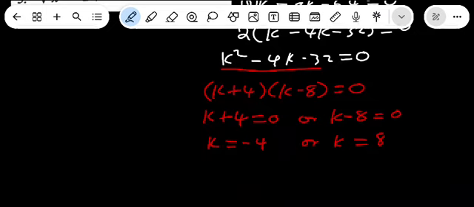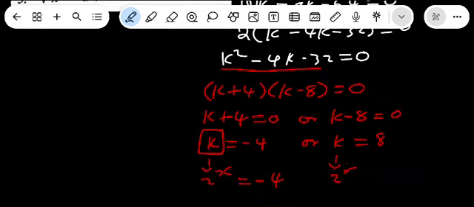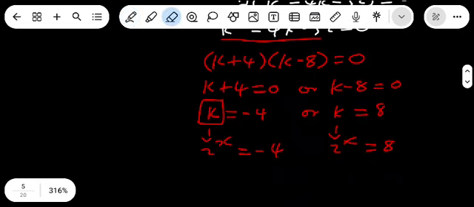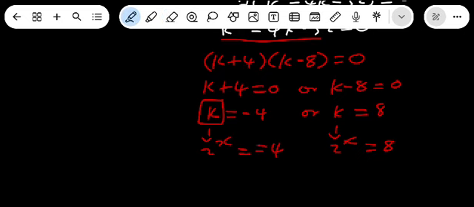Alright, but remember k, we said k is the same as what? It is 2 raised to the power of x. So this would be equal to minus 4, or this would be equal to 8. So this is what we have so far. Now we have a negative there, so this will be undefined. Here we will not have a value.